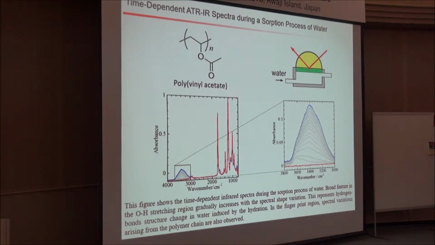This figure shows the time-dependent infrared spectra during the sorption process of water. A broad feature in the OH stretching region gradually increases with spectral shape variation. This represents hydrogen bond structure change in water induced by the hydration. In the fingerprint region, spectral variations arising from the polymer chain are also observed.